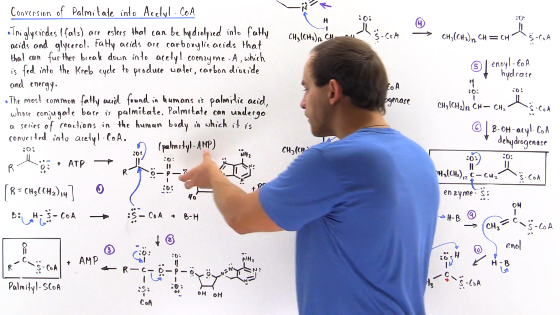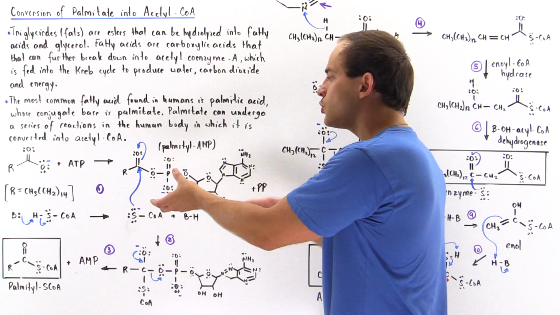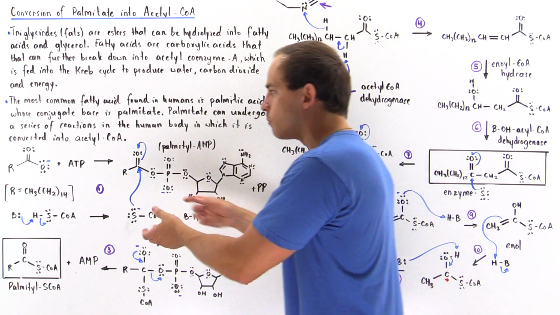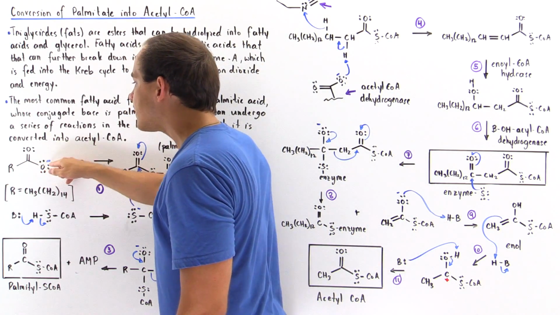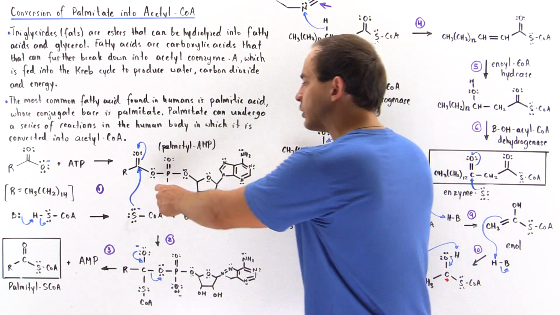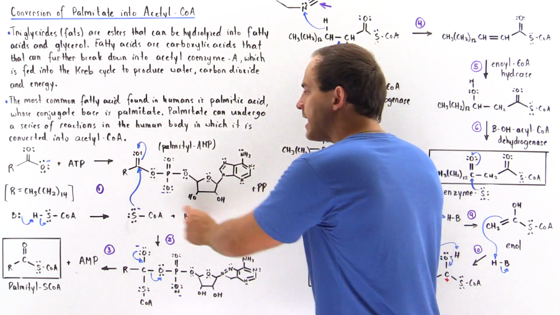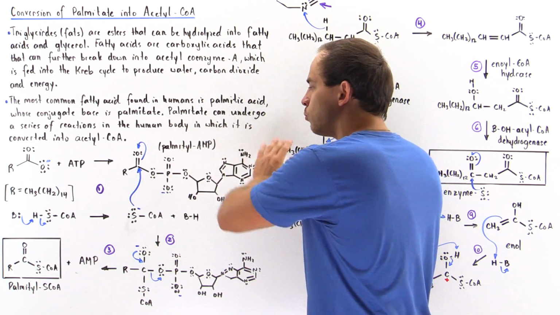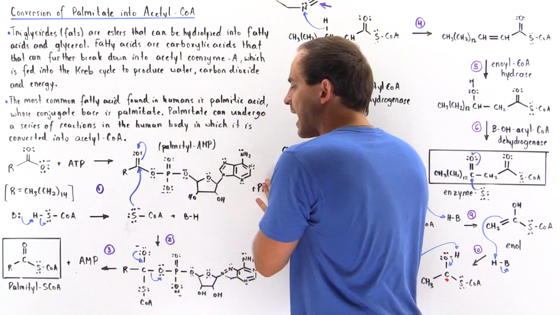So the entire purpose of creating this is to create a good leaving group. This oxygen is not a very good leaving group, but if we add this AMP molecule onto the oxygen, we create a much better leaving group. We create a strong Lewis acid.